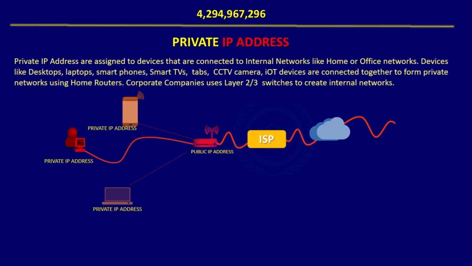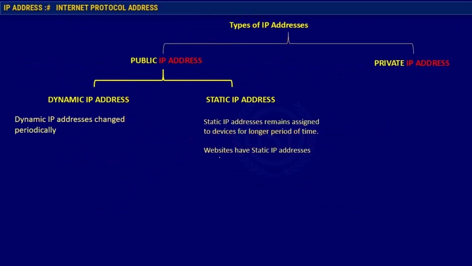So as we have discussed the types of IP addresses, we have public and private IP addresses. And public is again divided into two types, dynamic IP address and static IP address. So what is a dynamic IP address? A dynamic IP address is changed periodically. It means when you receive an IP address from the ISP, occasionally or periodically, say once in a month, your IP address changes. But on the contrary, a static IP address remains forever once it is assigned by your ISP.